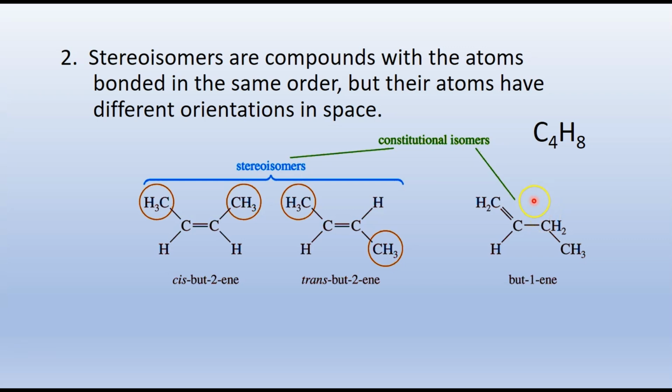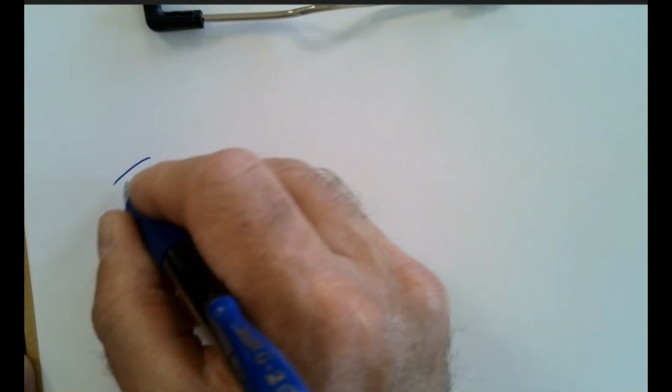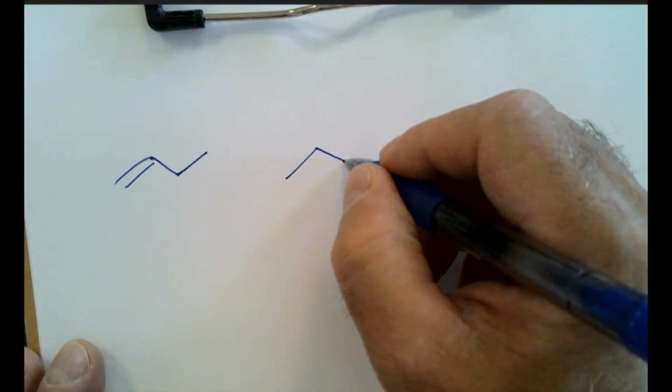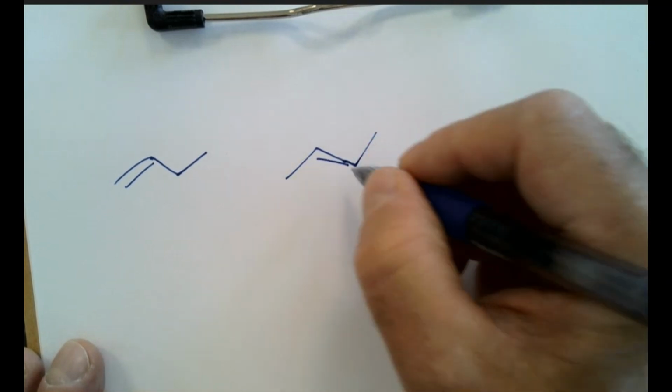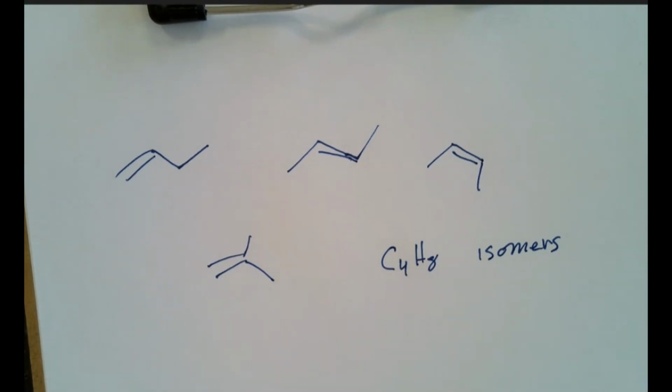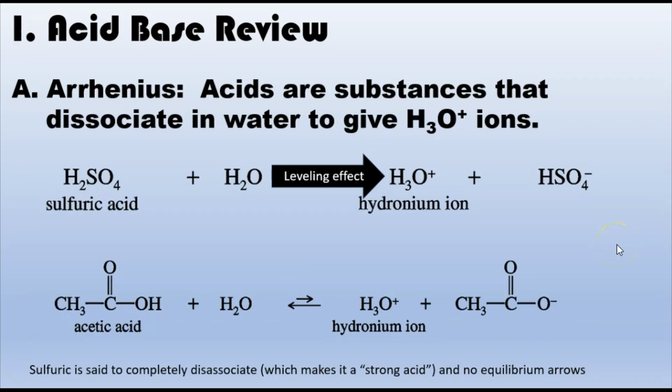Let's go on to chapter 2. So we start out with this thing. And then I put the double bond in the middle of that one. So C4H8 has these 4 isomers. Includes chapter 1. And we'll talk a lot about isomers, constitutional isomers.